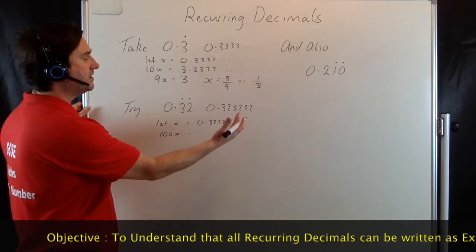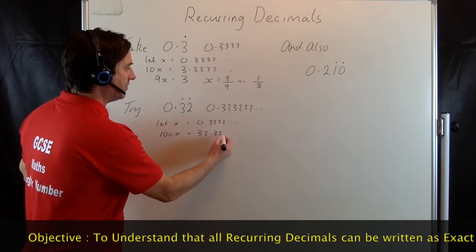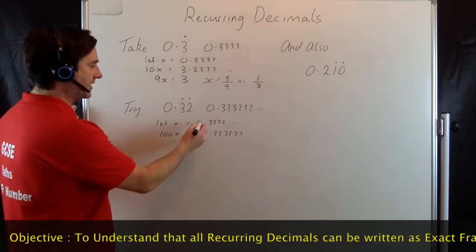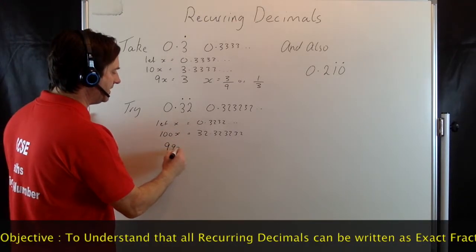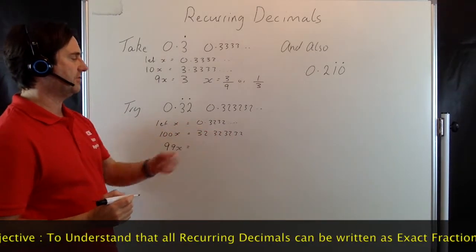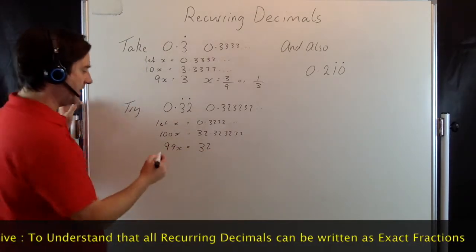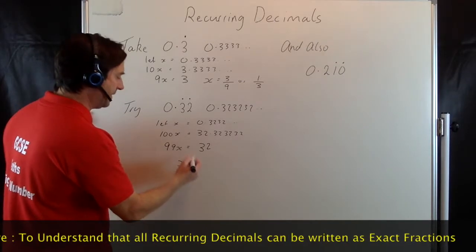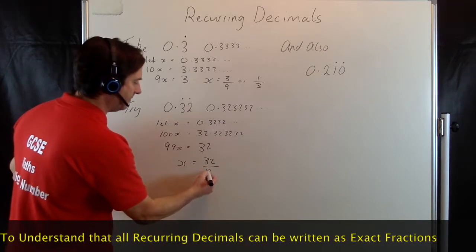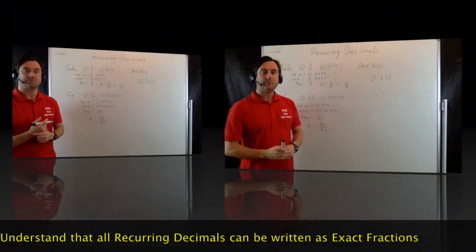So this time I need to multiply it by 100. So 100x, moving the digits 2 places to the left, gives me 32.323232. Now I can take this x away to leave me with 99x. 32.3232 recurring, take away 0.3232 recurring, just leaves me with 32. Now I can divide both sides by 99, which is going to give me 32 over 99. Again, an exact fraction.